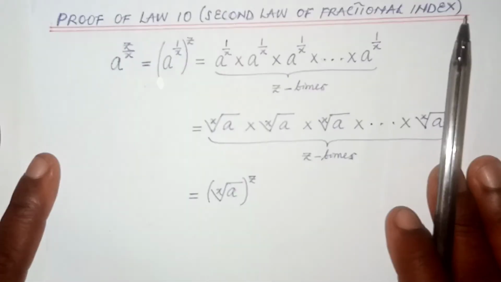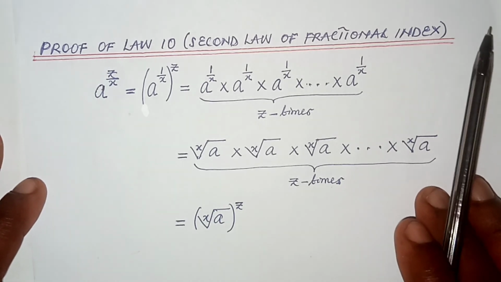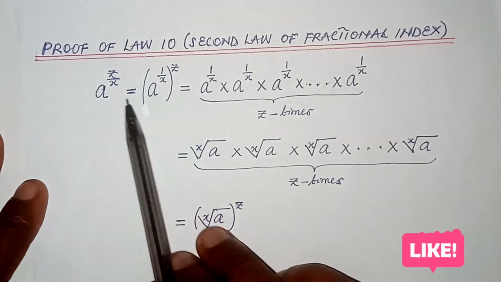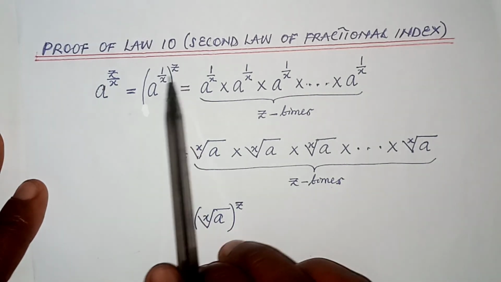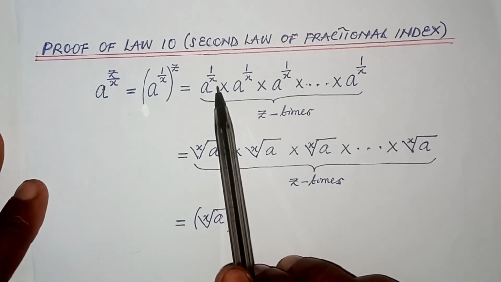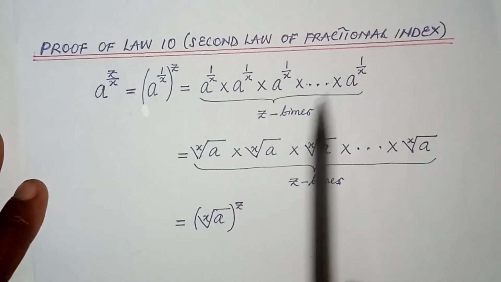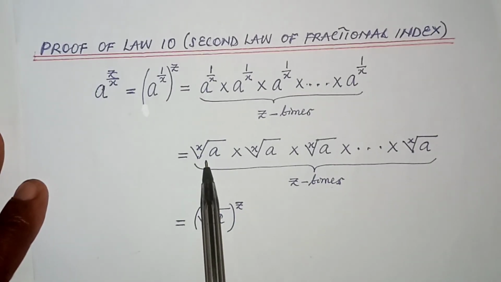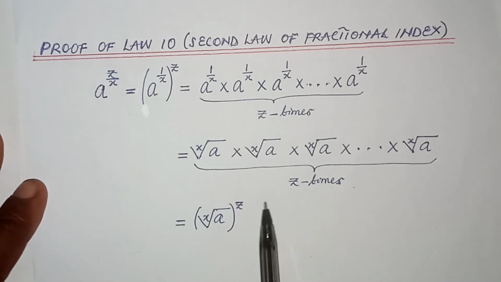Now bringing that to law number 10, the second law of fractional index would now mean a raised to power z over x will be equal to a raised to power 1 over x times z. That can be done, and of course that would mean multiplying a raised to power 1 over x by itself z number of times, representing each of these as the x root of a, the x root of a, the x root of a, multiplying itself z number of times. That will give you the x root of a all raised to power z, and the law is true.